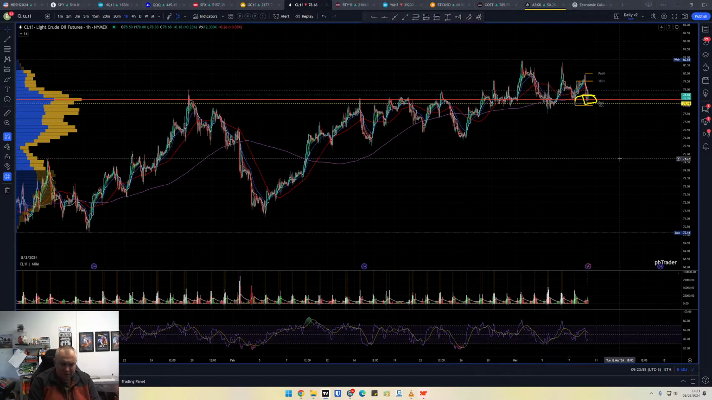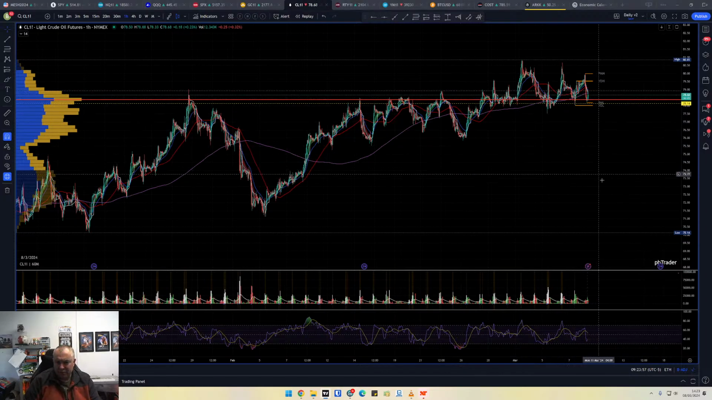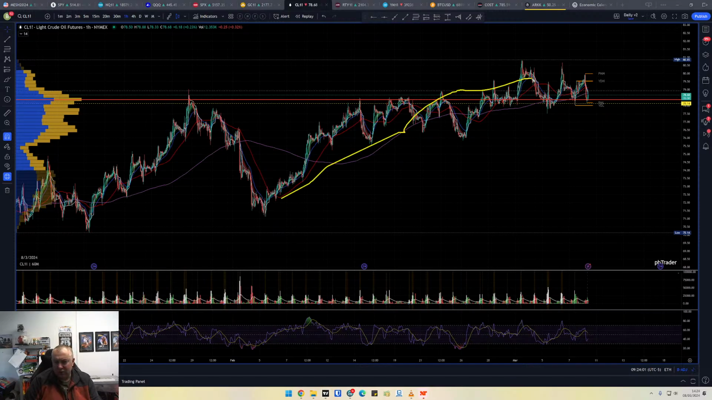That's a potential bounce area, or if we break down through it, it's a break and retest, and if that happens, we could see this starting to curve around. But keep an eye on the 50 first. The 50 will curve around first, followed by the 200.